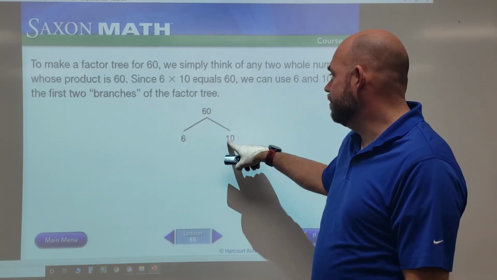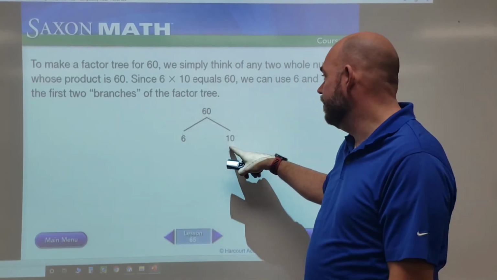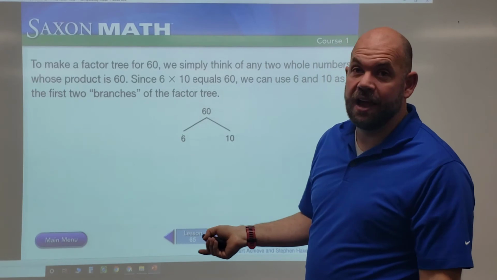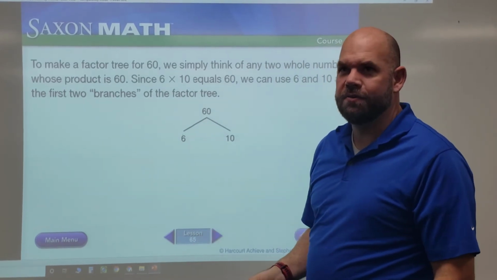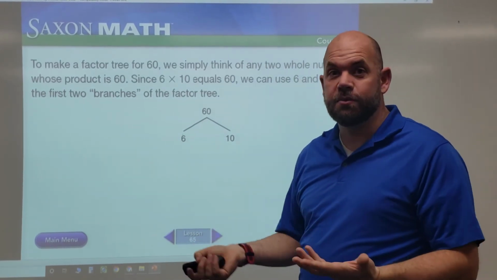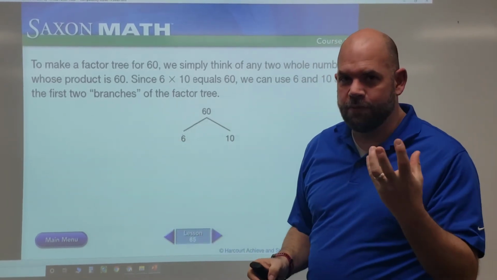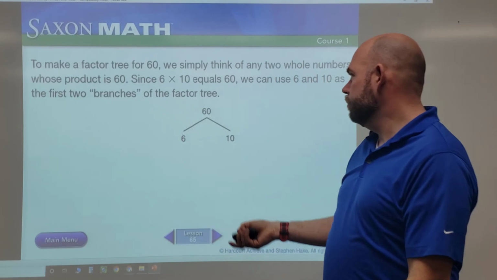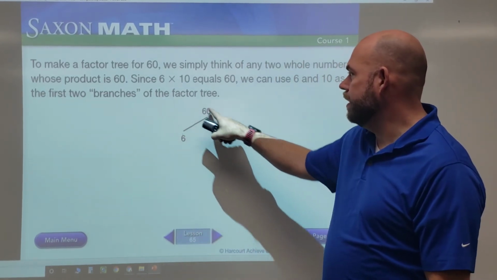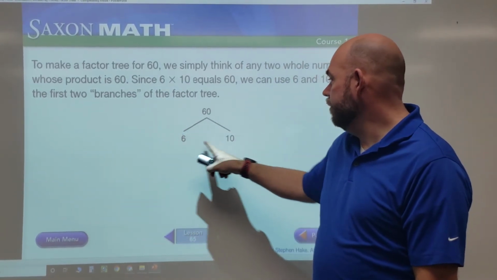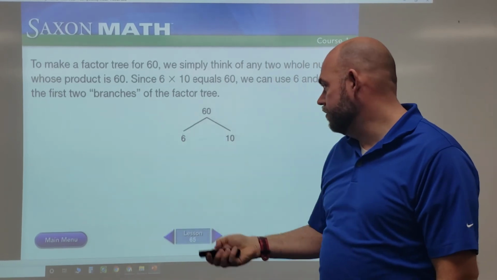So we could do 6 times 10, we could do 12 times 5, we could do 15 times 4, or 30 times 2. Any of those go into 60, but probably the easiest ones, the ones that came first to mind for you, were 6 and 10. So we just take those branches, 6 times 10 equals 60. Now, are these prime numbers? Nope. So we have to make some more branches.